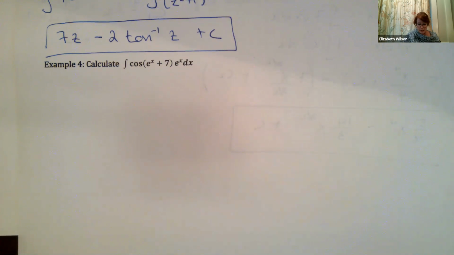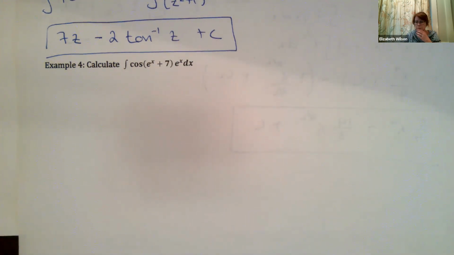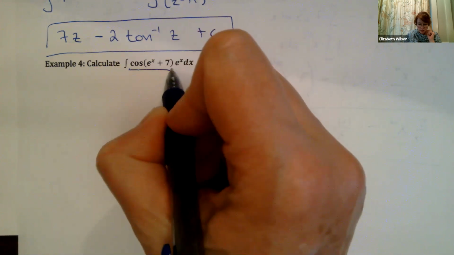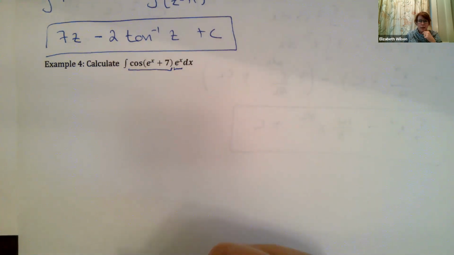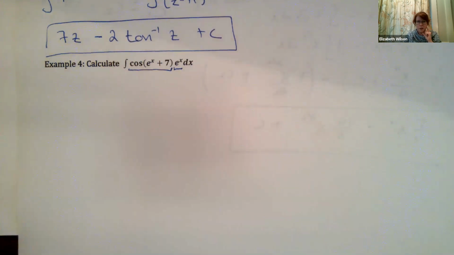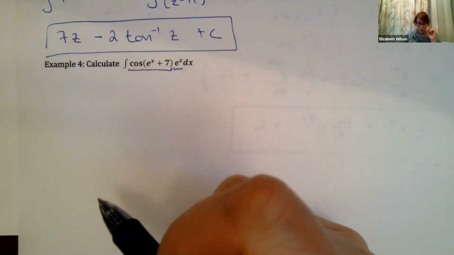Example 4: the integral of cosine of e to the x plus 7 times e to the x dx. You're going to be in a situation where you've got multiple functions that you need to integrate. We're going to be learning tools to integrate multiple functions. But the trick is first to go through a checklist, easiest and simplest method first. The first method: can I just integrate it normally? The answer is no, because I've got multiple functions here.